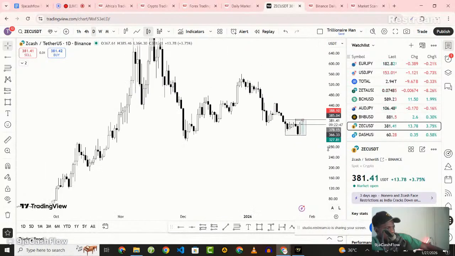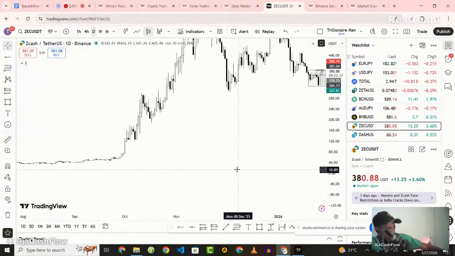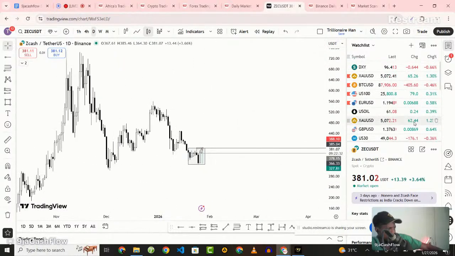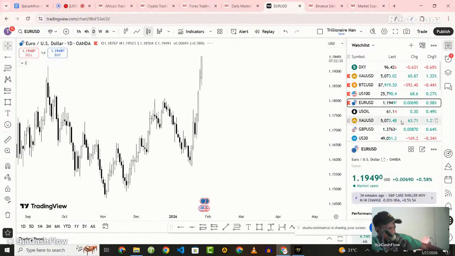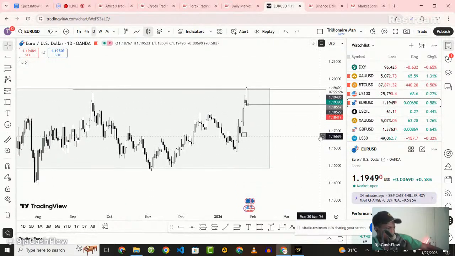I think Zcash will take out this low. Wow! Euro is crazy.